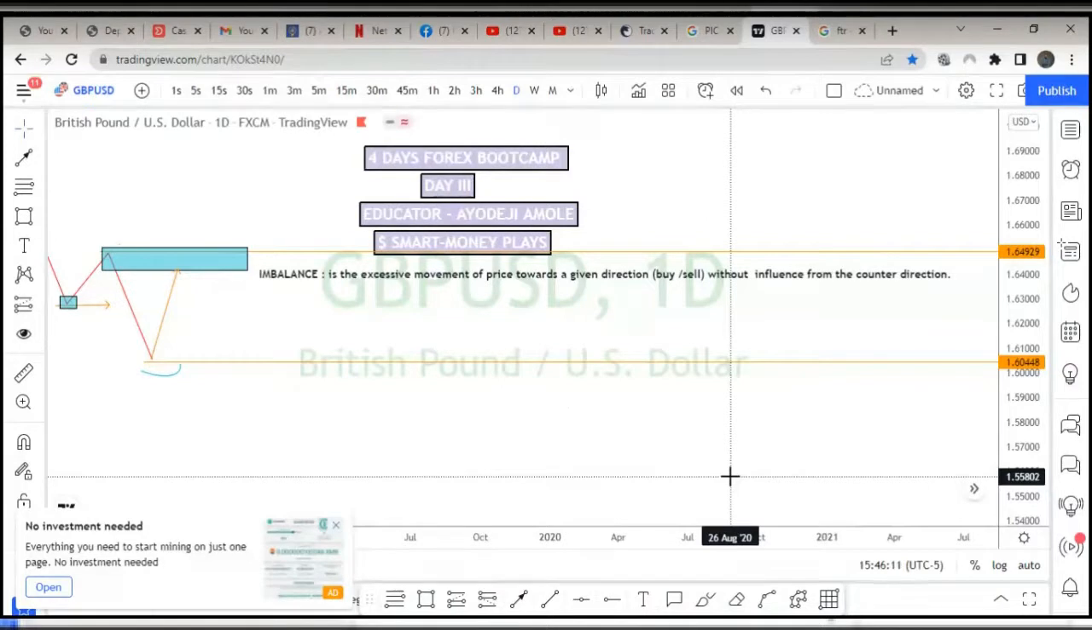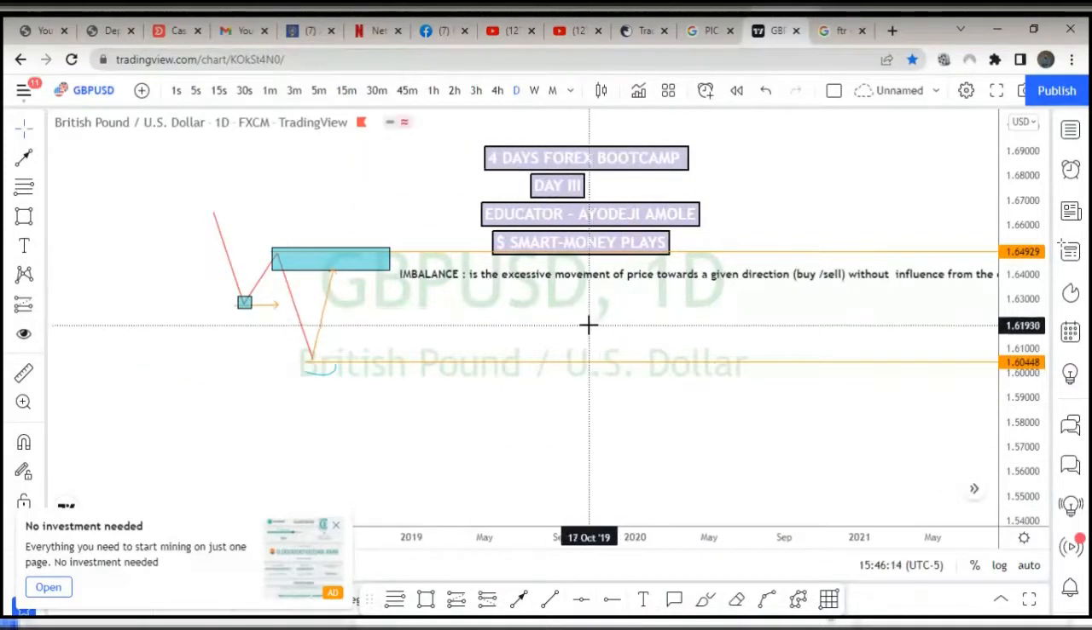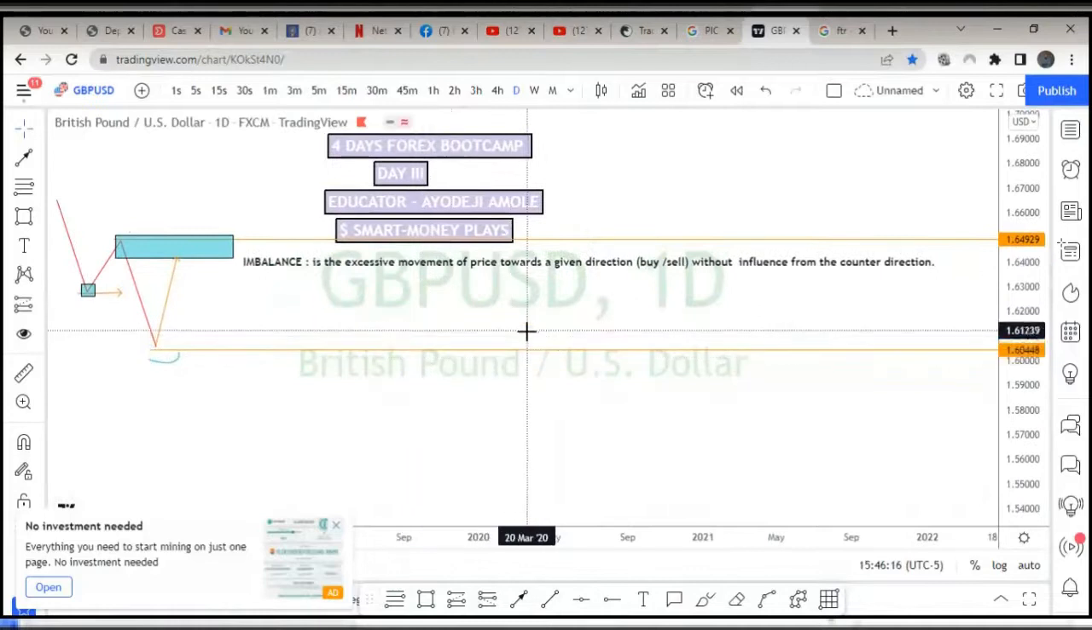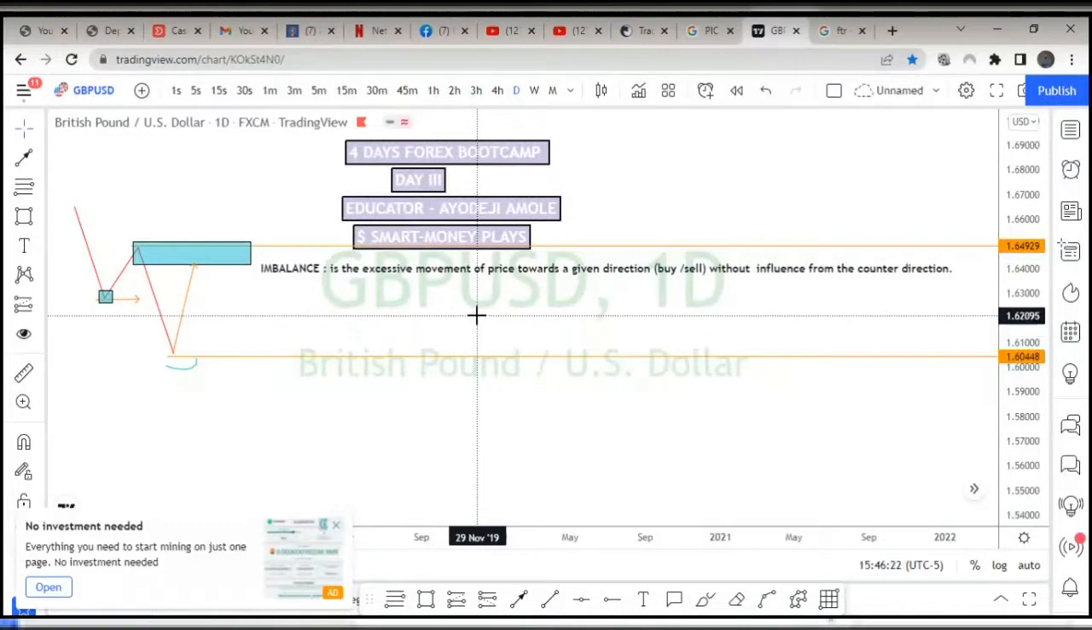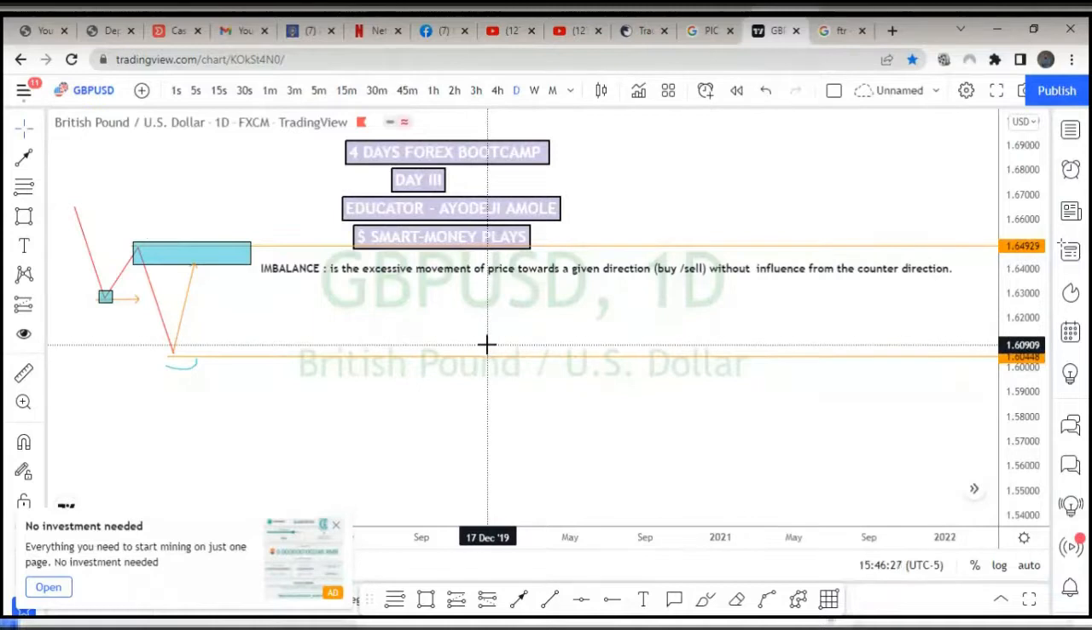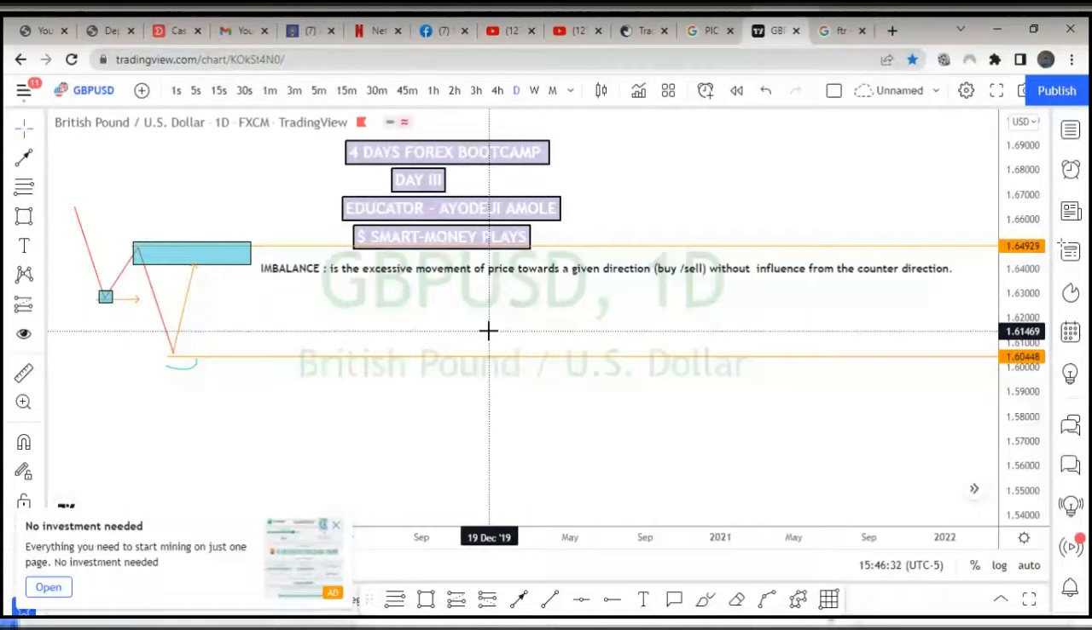But price movement must give a balanced price action. I want to believe you must have heard these words: incomplete price action, balanced price action, imbalanced price action, unhealthy. All these are just English. The movement of price should be balanced. What do I mean by that? The volume of the buy orders must be equal to the volume of the sell orders. There must be equilibrium between them.